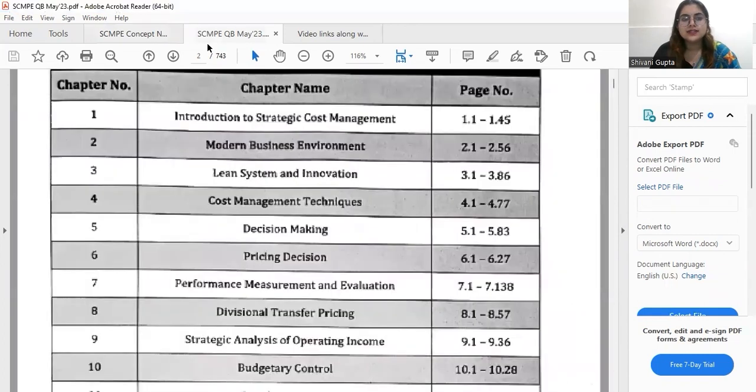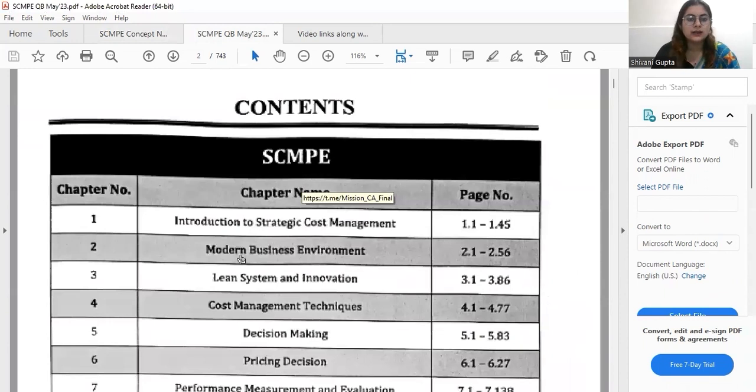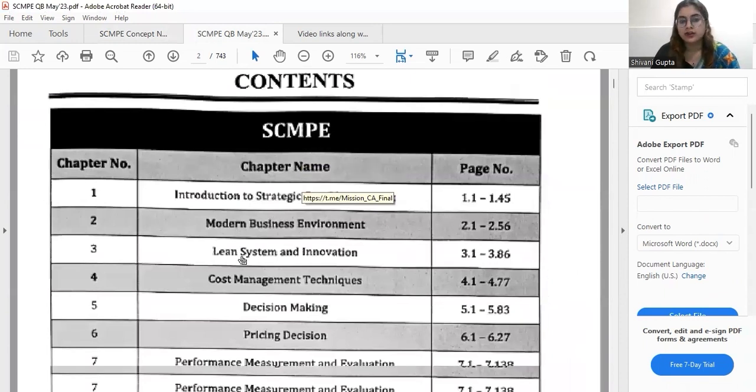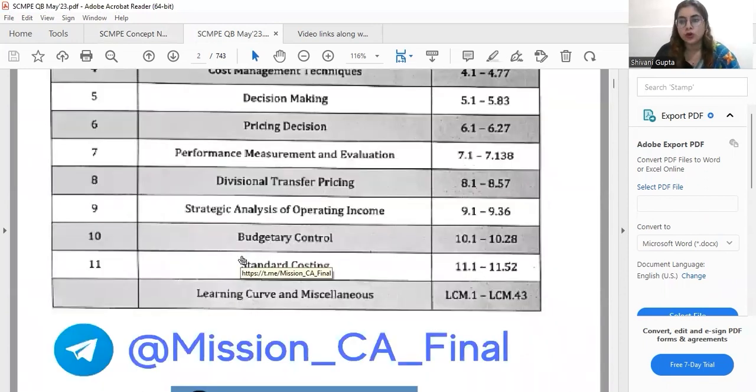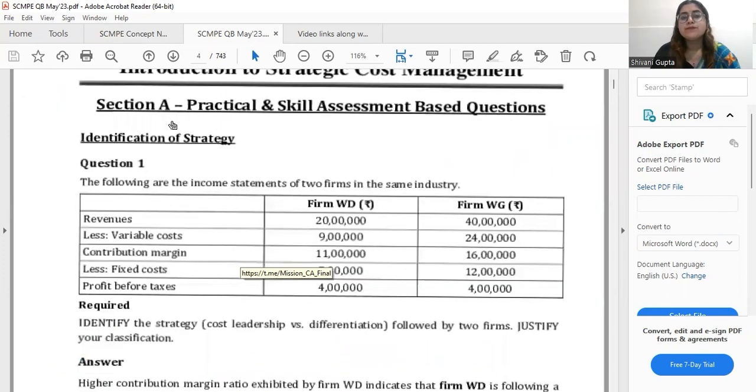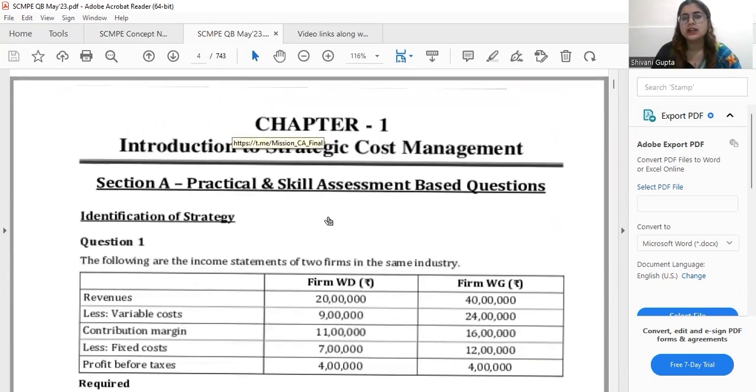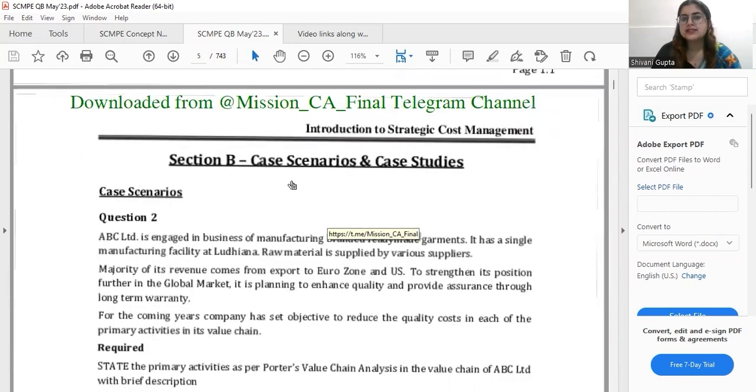Along with the concept notes, there is a question bank fully updated for the May 23 attempt, and it covers all the case studies, theoretical questions, as well as practical questions for 11 chapters. Let me show you the approach of this question bank. In each chapter, section A is practical and skill assessment based questions, and after that section B is case study scenarios.